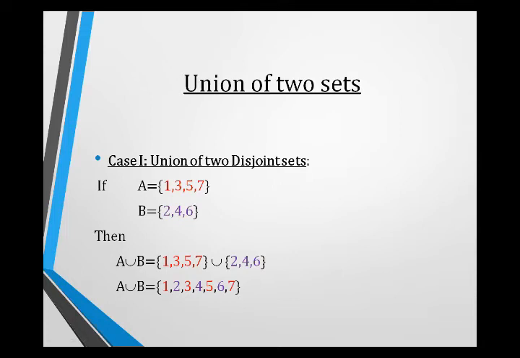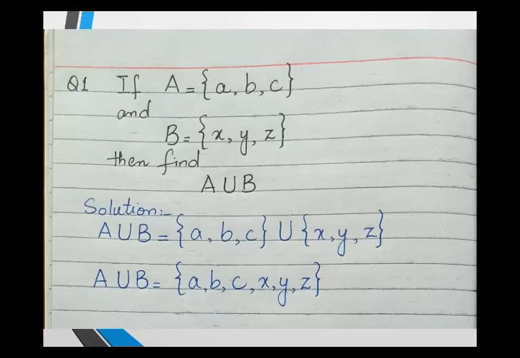Okay students, there is an example. If you have to find the union between two sets, how do you find it? If we have a set A equal to {a, b, c} and a set B equal to {x, y, z}, then find A union B. Firstly, you identify that these sets are disjoint sets because no element is common in both sets. All the elements are different in both sets.